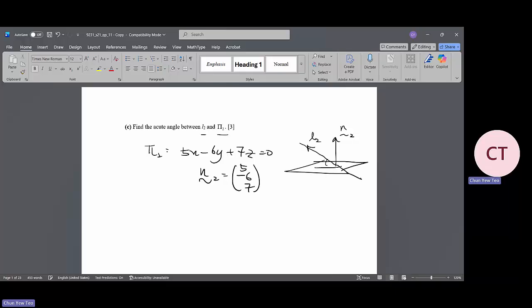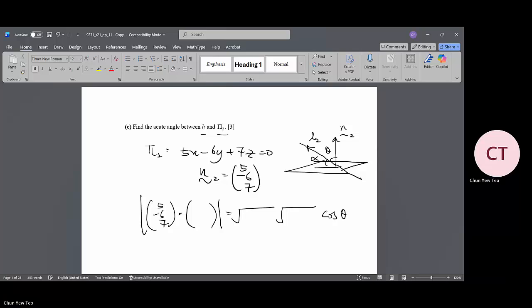So we are looking for this angle alpha, but when we do the dot product, we'll find the angle theta. So we take the dot product between the n and L2, we'll get cos theta. Acute angle, so we put modulus. So this is the n. It will be 25 plus 36 plus 49.